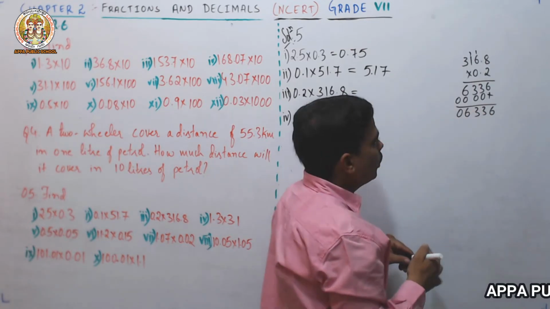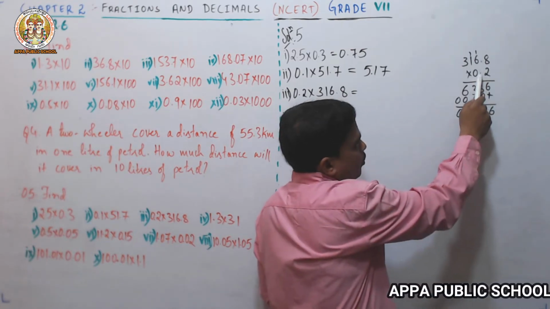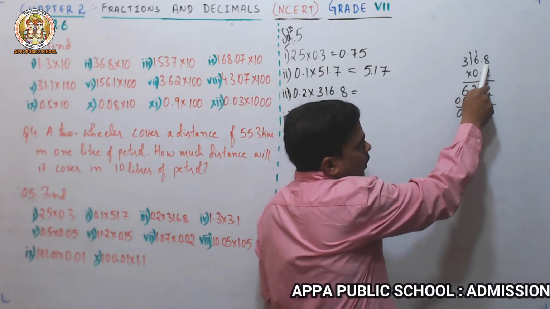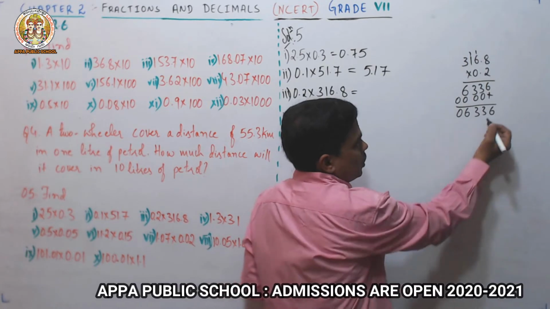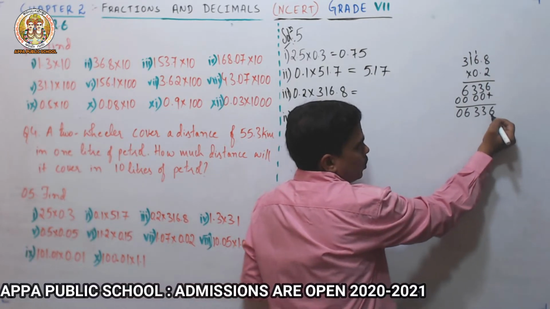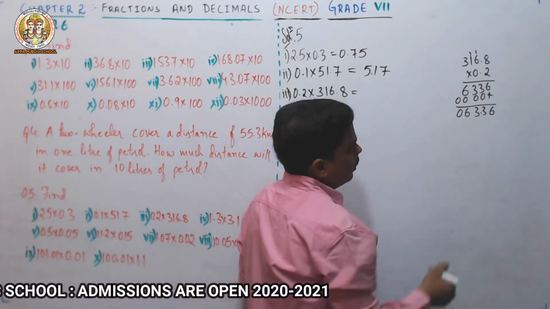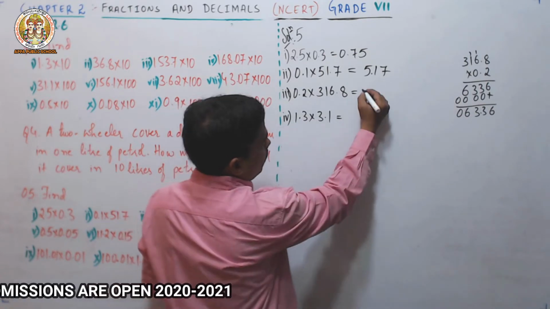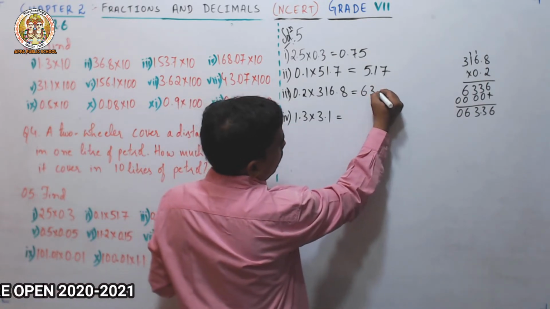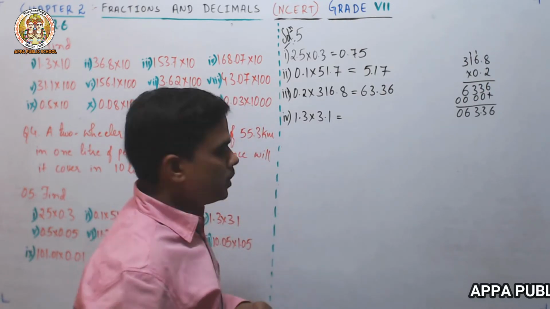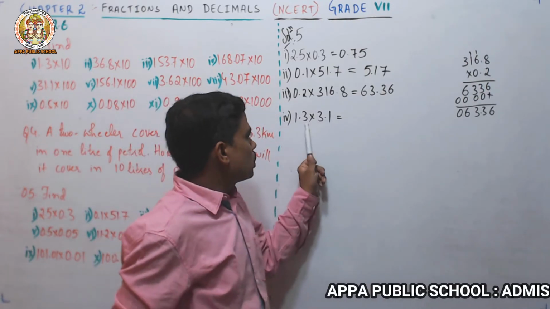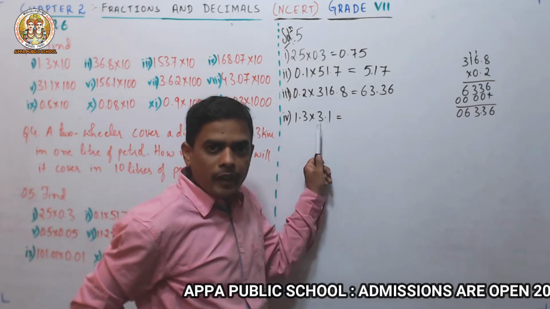So now what I will do here? See how many numbers are there after the point? One number. Here also after the point one number is there. So totally there are two numbers. I have to shift the decimal point by two numbers. 1, 2. I will place a decimal point here. What will be the answer? The answer will be 63.36.